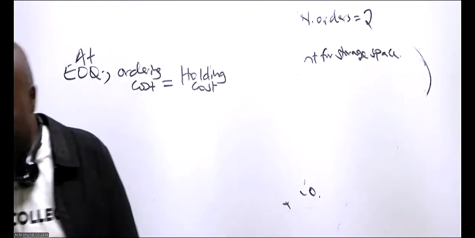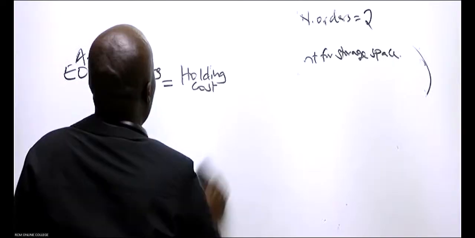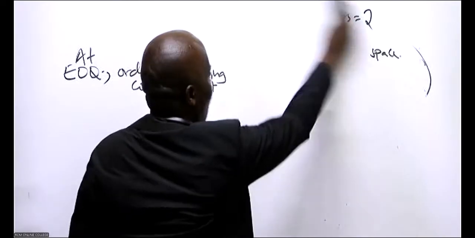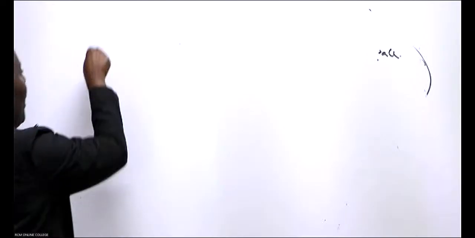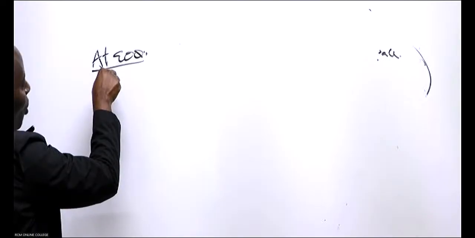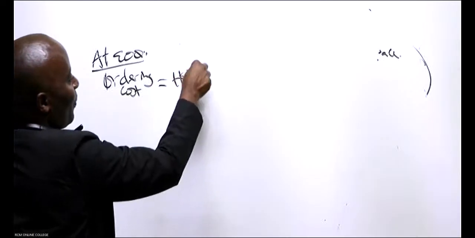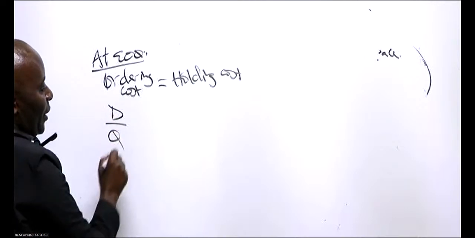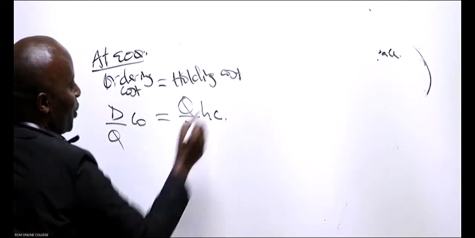Great, great. Now, mention there the EOQ formula. So the EOQ formula, we've just said here that at EOQ, ordering cost equals what here, somebody? Holding cost. And then ordering cost, we know the formula. It is D over Q, right? CO equals holding cost, which is on the basis of average stock, HC.